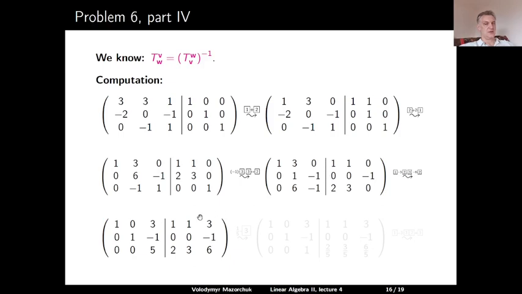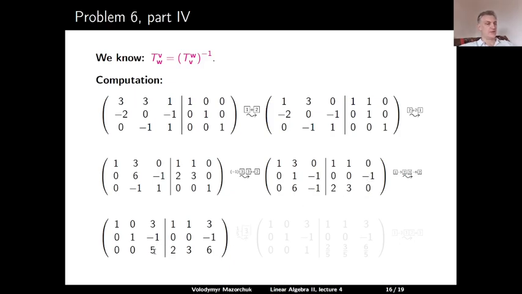1 minus 0 is 1. 1 minus 0 is 1. 0 plus 3 is 3. And the last row becomes 0 minus 0 is 0, 6 minus 6 is 0, minus 1 plus 6 is 5, 2 minus 0 is 2, 3 minus 0 is 3, 0 plus 6 is 6.